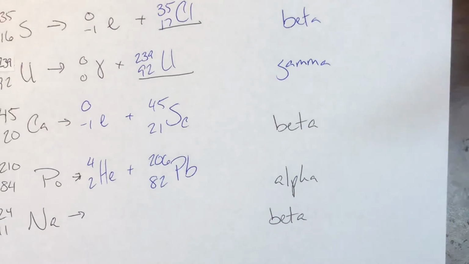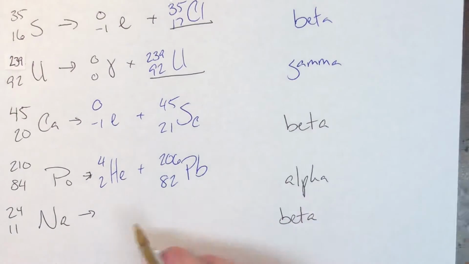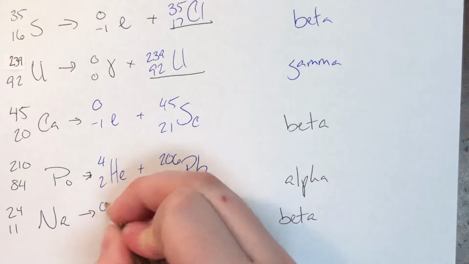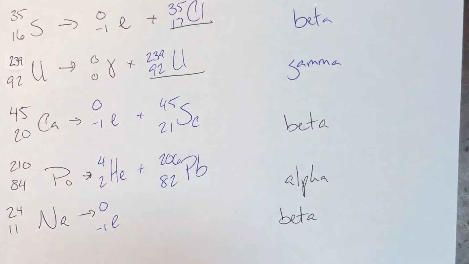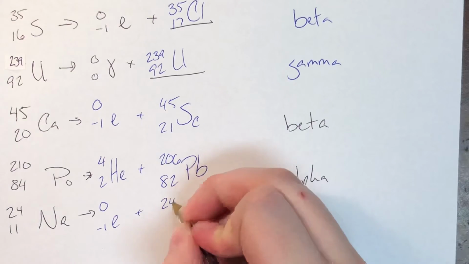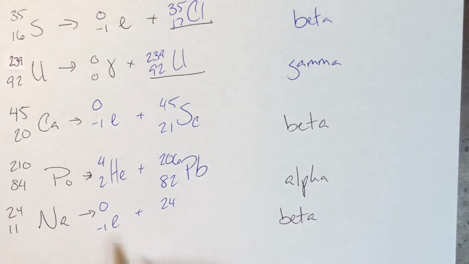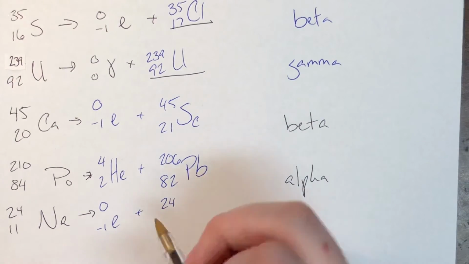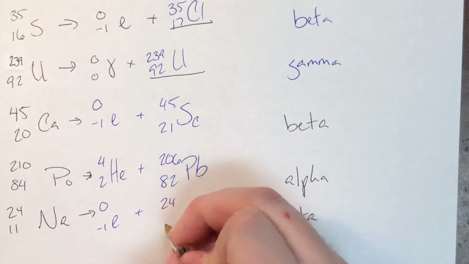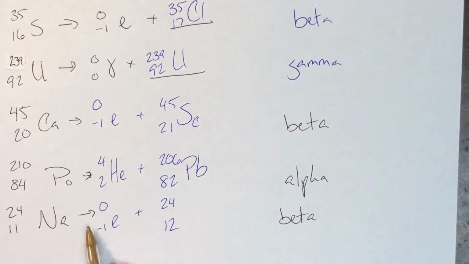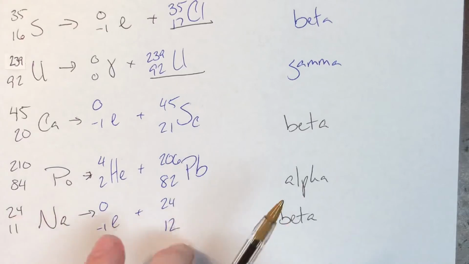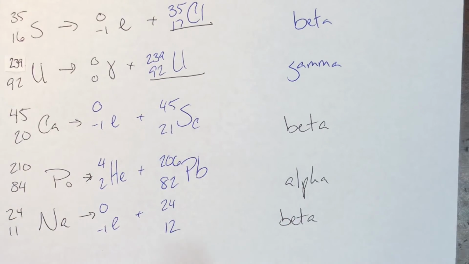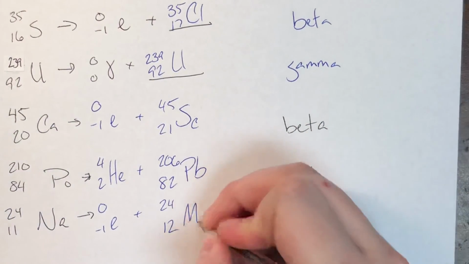And I'm on to my last problem. Here I have sodium. It is going to be undergoing beta decay, which means that its mass will not change. And the proton number is going to increase by 1. So what's 1 plus 11? Oh, well, that's 12. 12 minus 1, that equals 11. These are balanced. I just need to find who has the atomic number 12, and that is going to be magnesium.